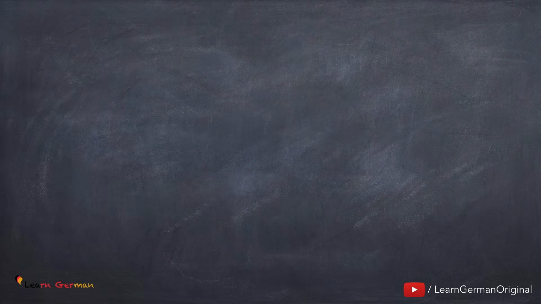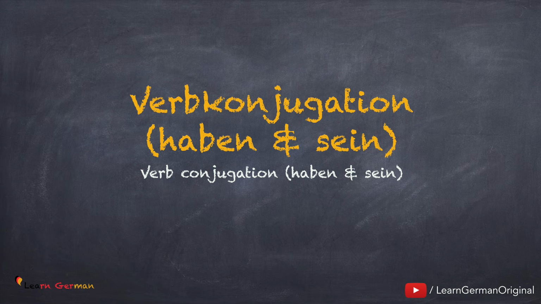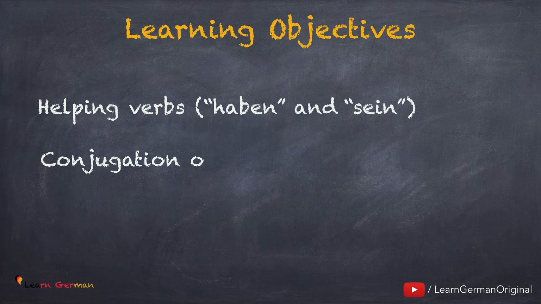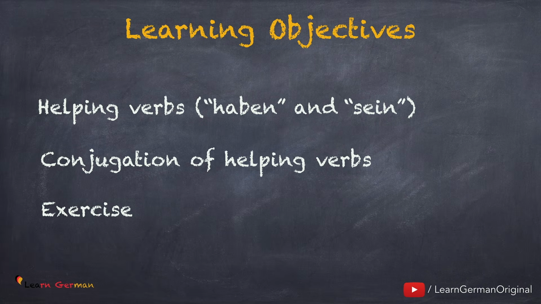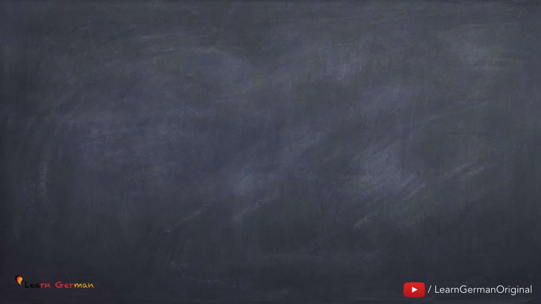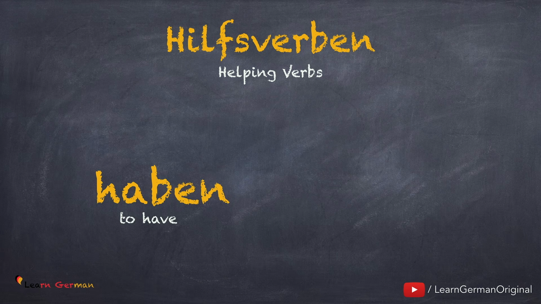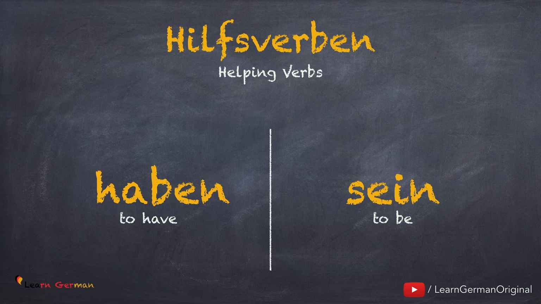Once again, Lektion 12. Verb conjugation, haben und sein. In this lesson, you will learn how to conjugate the two most important verbs, haben and sein. At the end, we will do a small exercise. Haben and sein are mostly used as helping verbs, as well as the main verbs in a sentence. In this video, we shall only concentrate on the conjugation of these two verbs. If you want to learn when they are used, you can watch our video on haben and sein. The link is given below in the description.